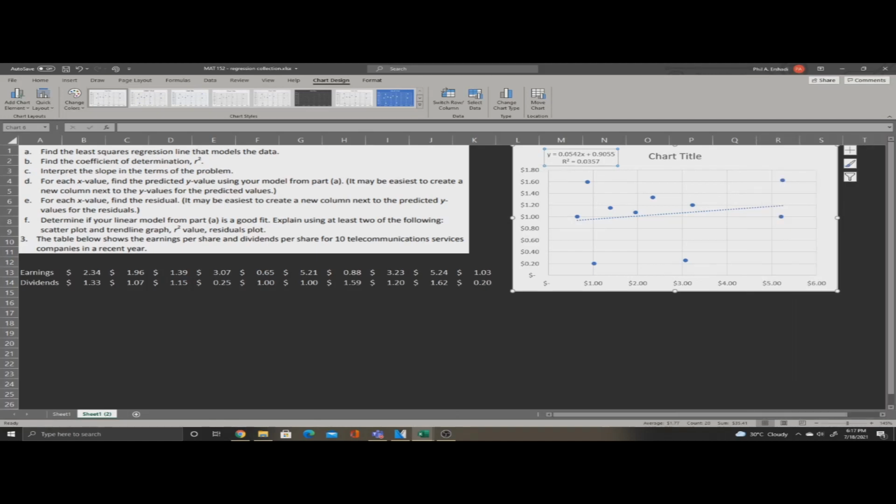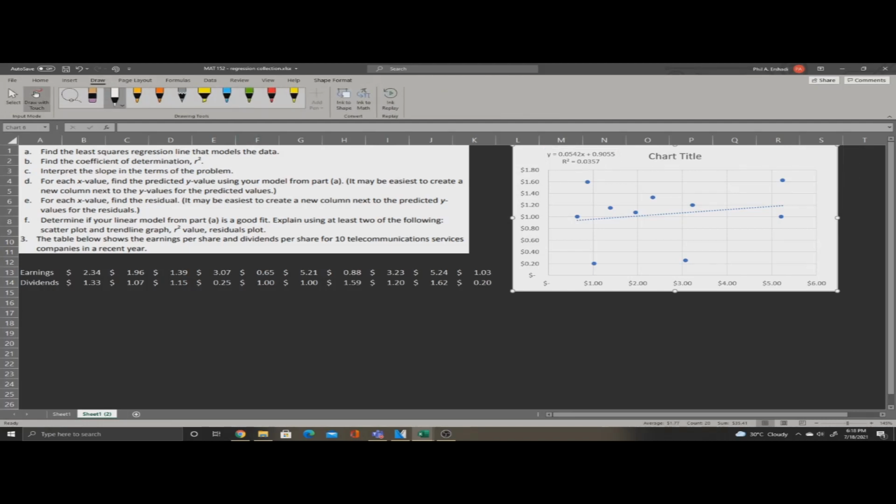Excel gives us a regression line, y equals 0.0542x plus 0.9055. The r² is 0.0357. Now, let's try to interpret the slope. We can say that for each x, the y changes by whatever the slope says. The slope is 0.0542.